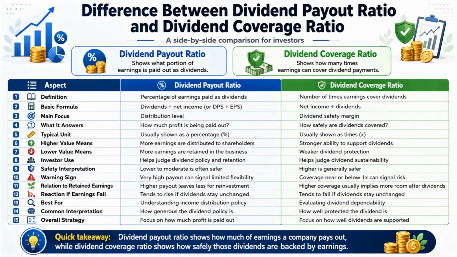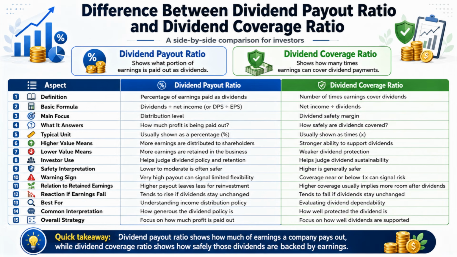In this video, we will discuss the difference between dividend payout ratio and dividend coverage ratio. Number 1. Dividend payout ratio shows the percentage of earnings paid out as dividends, whereas dividend coverage ratio shows the number of times earnings can cover dividend payments. Number 2. Dividend payout ratio is commonly calculated as dividends divided by net income, or DPS divided by EPS, whereas dividend coverage ratio is usually calculated as net income divided by dividends.